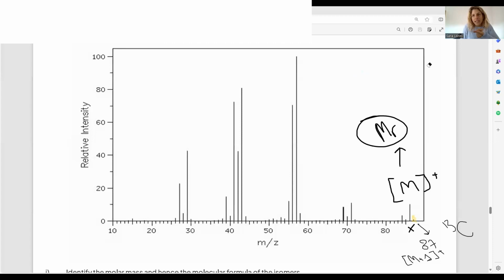So if it's not, and there is electron bombardment, and the ions are just caused by the removal of electrons, then the very low intensity peak at 1 plus of your molecular ion must be because of carbon-13.